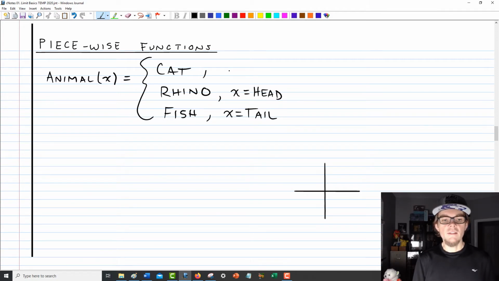And then for cat, oh, that's boring. Let's flip that. Let's say that fish is going to be x equals body. And then for cat, we're going to say x equals tail.